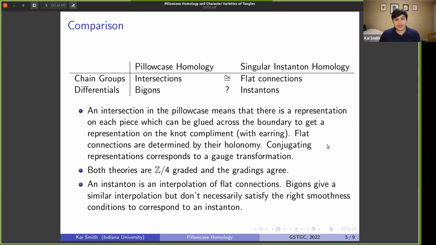We already said that an instanton is an interpolation of flat connections. And now we know that those flat connections correspond to intersections on the pillowcase. Bigons in the pillowcase will give a similar interpolation between the two generators, but this interpolation won't necessarily satisfy the right smoothness conditions to correspond to an instanton. So they're definitely related, which is the motivation for the Atiyah-Floer conjecture, but we can't say that the differentials exactly agree in these two theories.